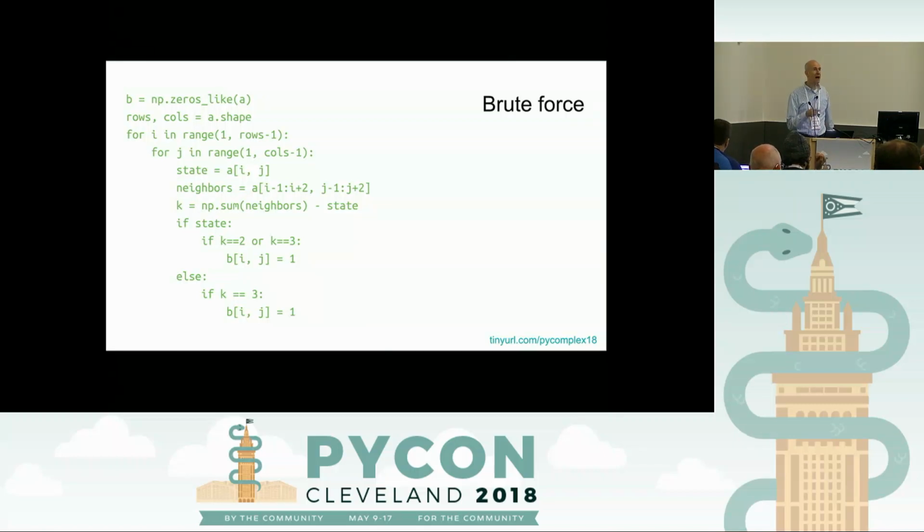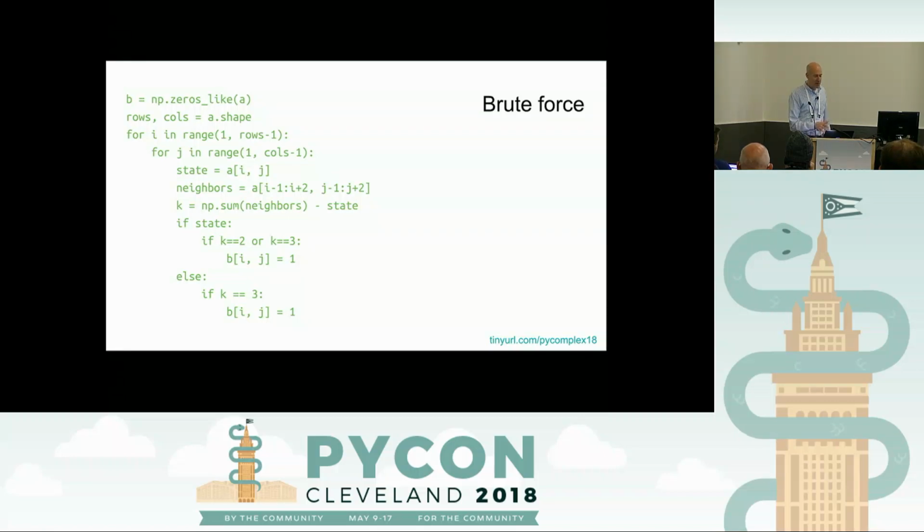And now if state is 1, that means I'm alive, then I need either 2 or 3 neighbors. And the else means I'm dead, and I need exactly 3 neighbors. So this is a straightforward translation from Game of Life rules into Python. It's kind of verbose, and it's going to be super slow. Anytime you're writing for loops to do this kind of numerical computation, it's going to be slow.